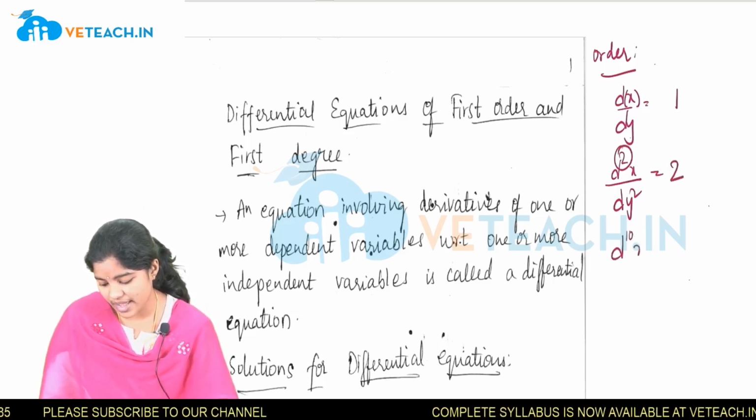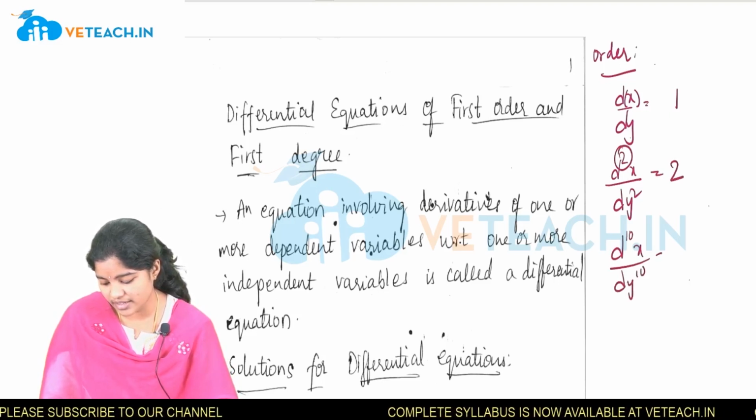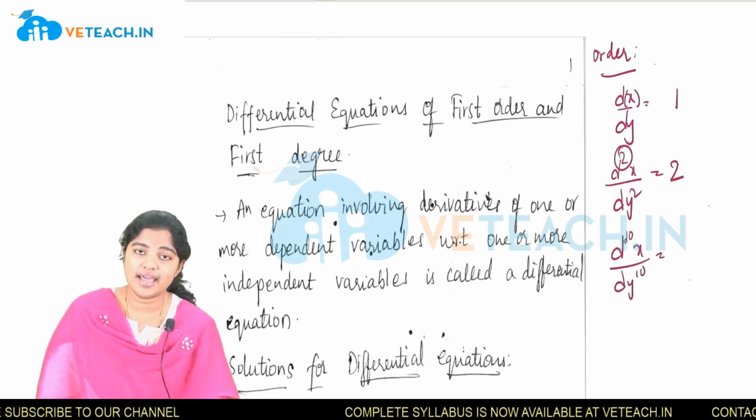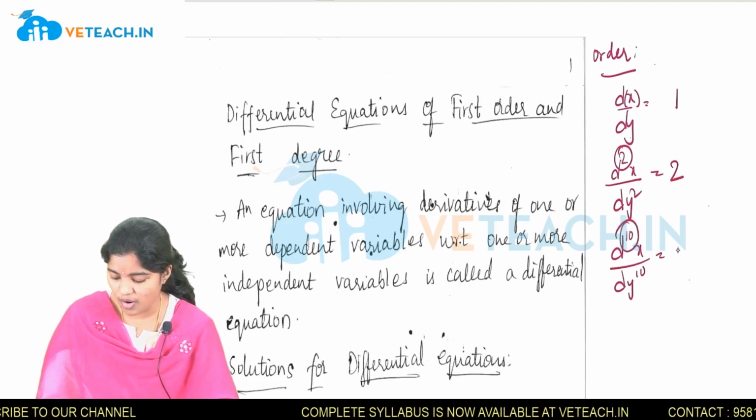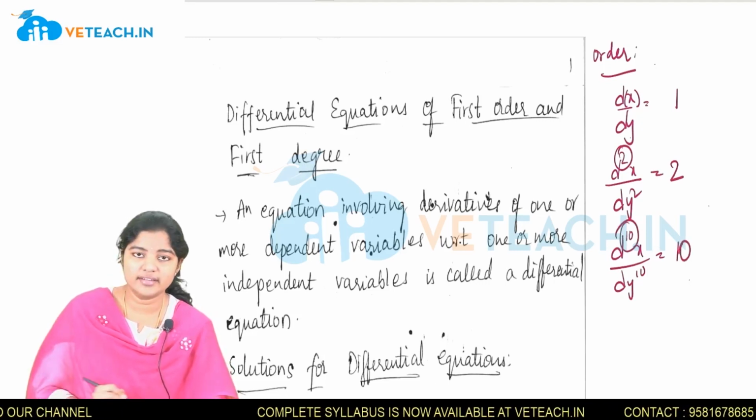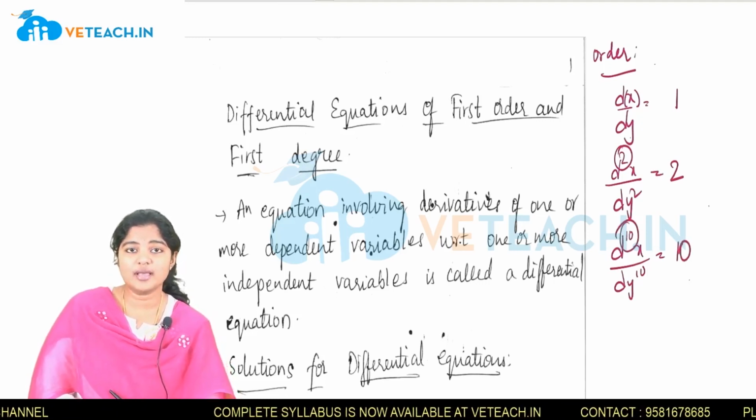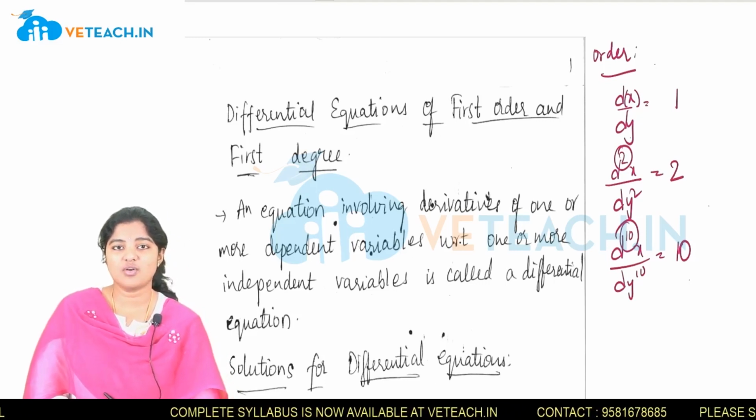Suppose d power 10 x by dy power 10. Here I differentiated the variable x 10 times, so the order of this equation will be 10. This is called order. How many times we are differentiating the equation, that is called an order.